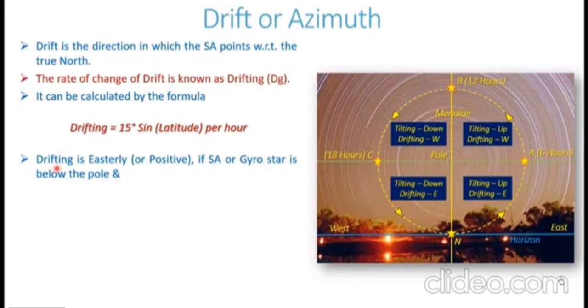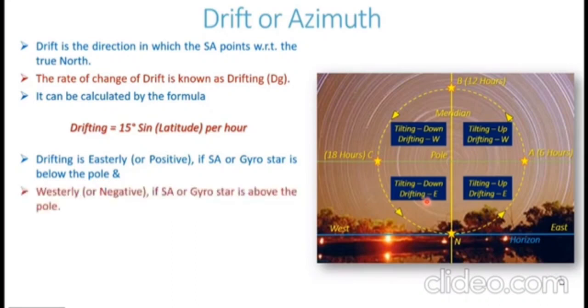We have already seen this in the diagram. The drifting is easterly or positive if the spin axis or gyrostar is below the pole. As you can see in this diagram, from point Charlie to point November to point Alpha, in this semicircle, the gyrostar or the spin axis is below the pole. The height of the pole is represented by the green line. And whenever it is below the pole, the drifting is easterly. It is also considered as positive, a sign convention which we use.